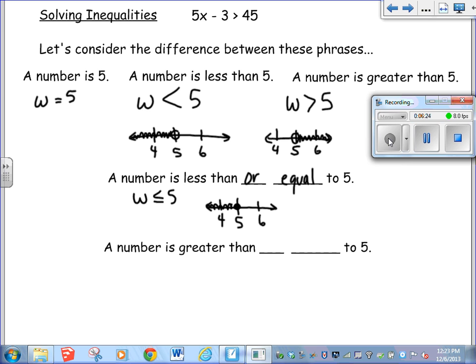This, of course, you can probably predict what you think goes in these blanks right here. Yeah? Or equal. And what do you think it's going to look like? You can probably predict with inequality symbols. Instead of just the greater than symbol, it's greater than or equal to 5. And I bet you can draw your own graph quickly. What would it look like?